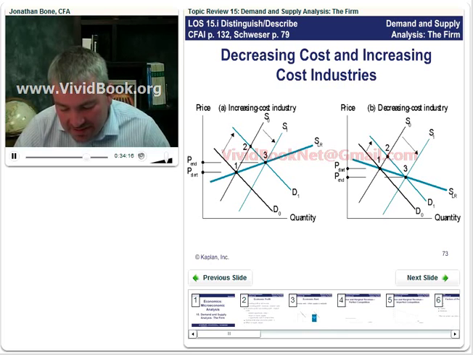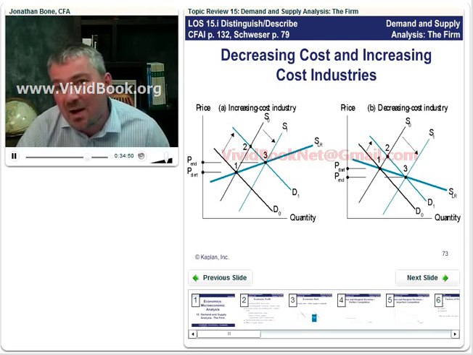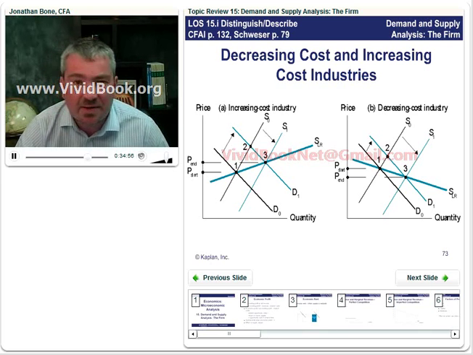Now let's turn our attention to a decreasing cost industry. This might be an industry where the input prices, the resources that it uses in its production process, actually start to fall as the industry expands its output. So again, we start off at point 1. There's an increase in demand that shifts us up to point 2. Then, of course, when supply shifts out to meet this increase in price because we're making economic profits, we move to point 3. Now notice this time the price at the end of the process is lower than the price at the start. This is because this firm has a downward sloping supply curve because the costs of production are falling as industry output expands.